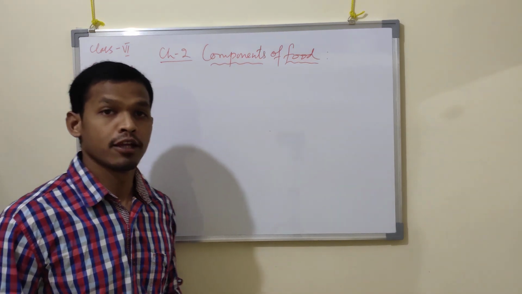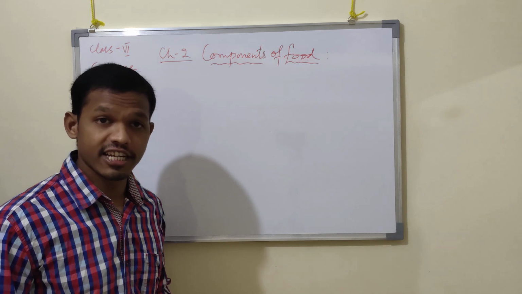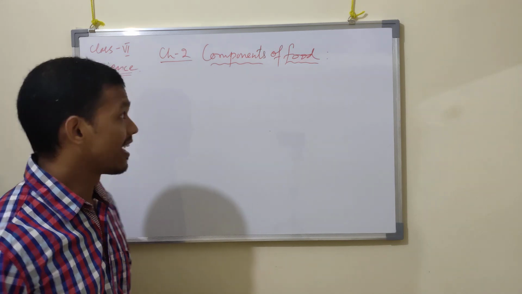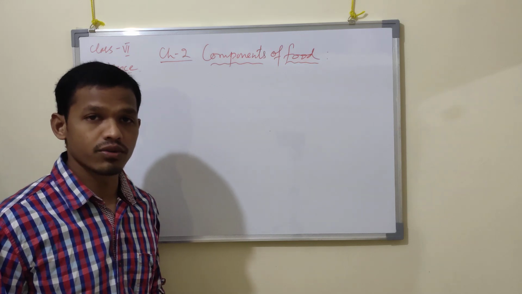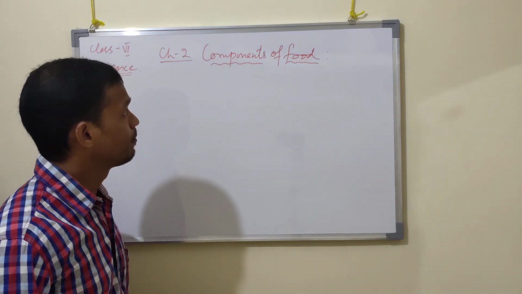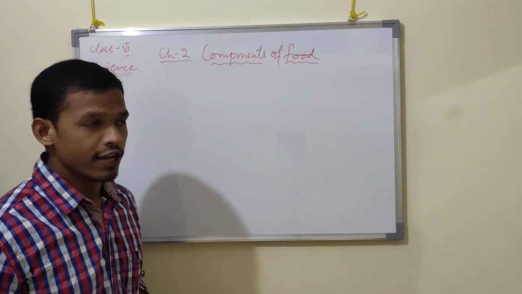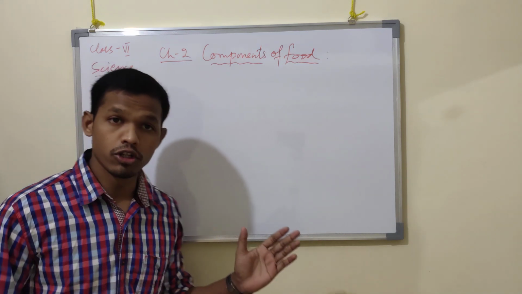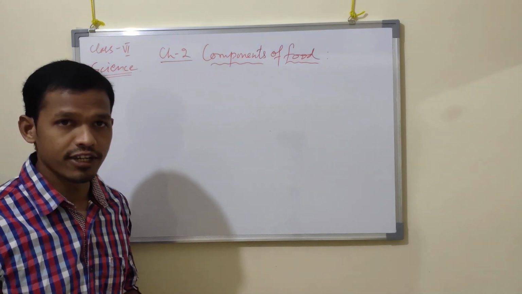Morning, students. Already we have discussed the second chapter of science, class 6th, components of food. In previous videos we have learned what is a component of food, what are nutrients, what are ingredients. In the first chapter we also learned the term ingredients, and we know the meaning of ingredients.